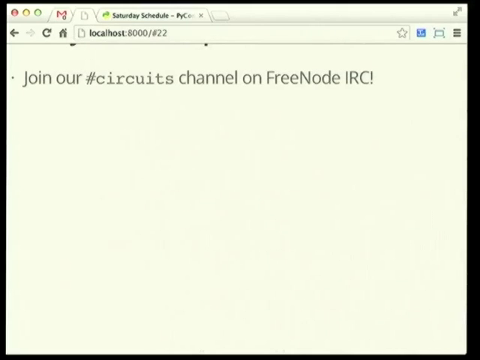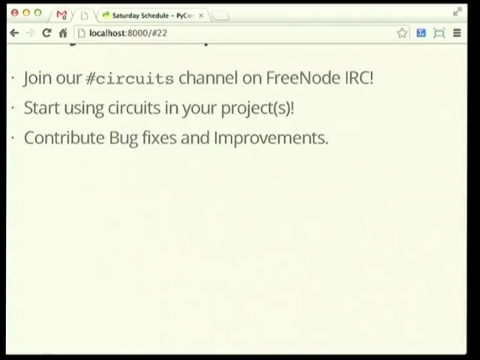So here's some of the ways that you can contribute. We have a Circuits channel on Freenode. It sees about 30-odd people quite consistently. That's where we discuss and do most of our main development. Contribute bug fixes, improvements, pull requests. Our repos are hosted on Bitbucket under the Circuits team. Start using it in your projects.